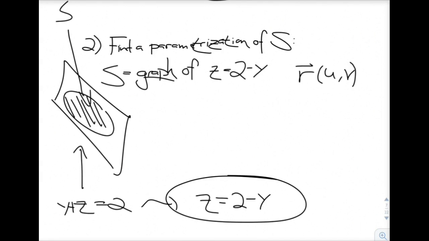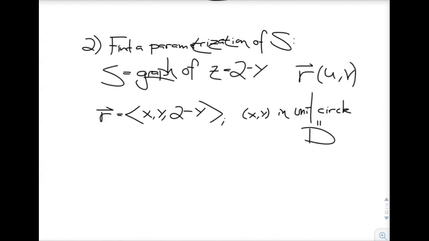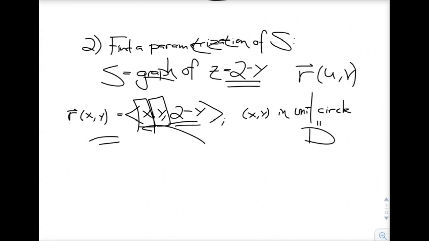Let's write it down. It's this thing right here. I should say more precisely, I just have R written over here. But what are my parameters that I use to describe the surface? Well, evidently my parameters are X and Y. So I could write, to make things abundantly clear, R of X, Y. And then my X parameter is just X, my Y parameter is just Y, and my Z parameter is precisely the function which defines the surface, 2 minus Y in this case.